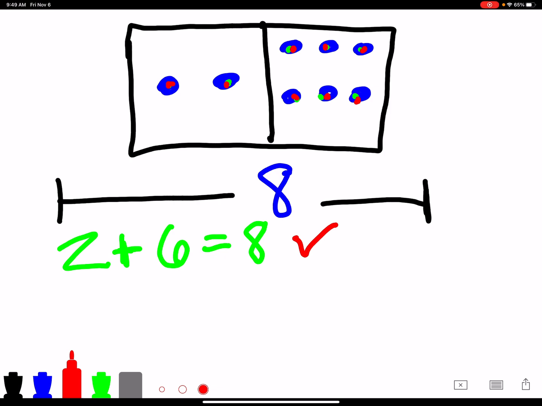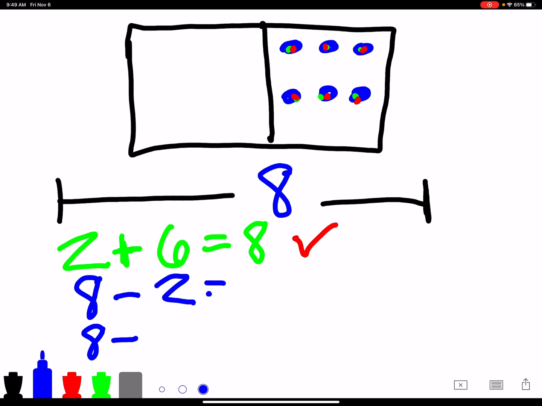Now, what if I was to write a subtraction equation problem? We know we're always going to put our bigger number in front of the subtraction equation first. So in this case, 8 is the greatest one, right? So we're going to write 8 first. Minus. What if I was to say 2 were taken away? How many's left? So I'm going to say 2. And if we count right here, 1, 2, 3, 4, 5, 6, we have 6.